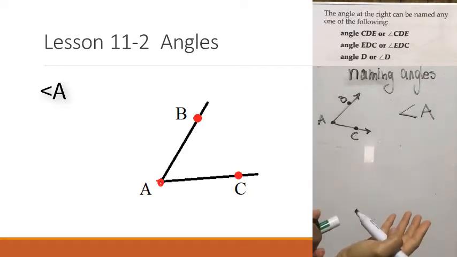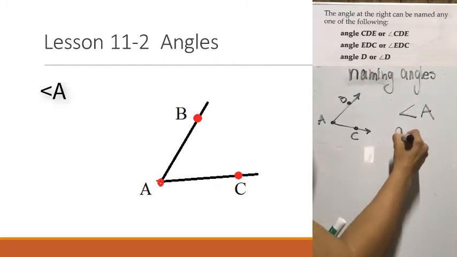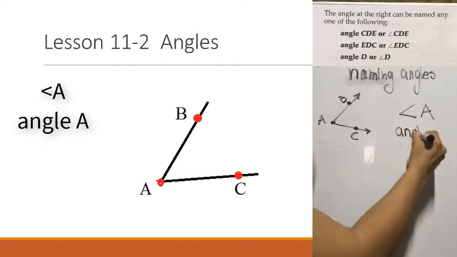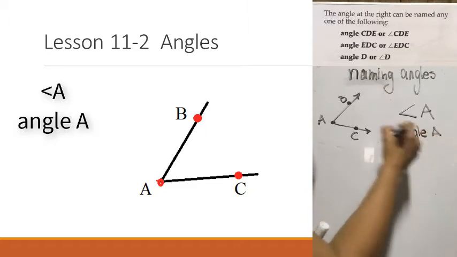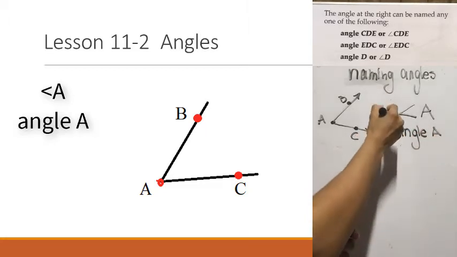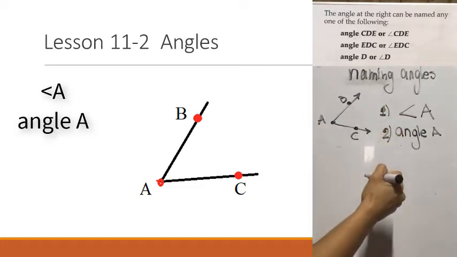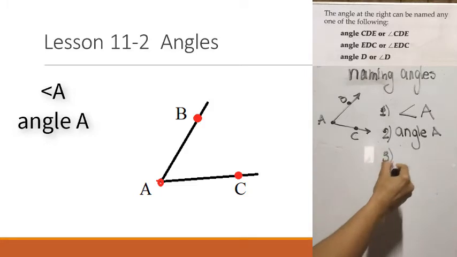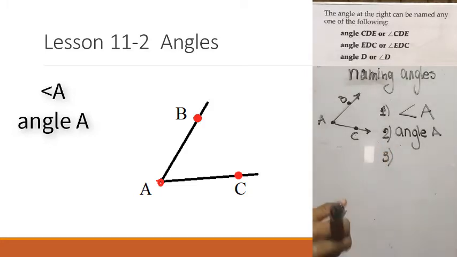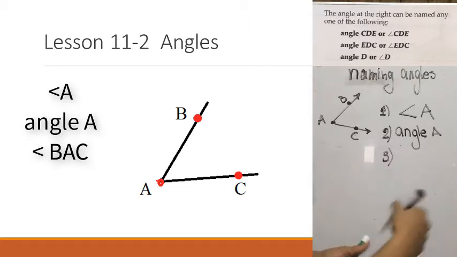Another way to name an angle is using words, like angle A. That's another way of naming angles. That's the first. Let me write it like this. The second way to name an angle. The third way to name an angle is using the points, like this.